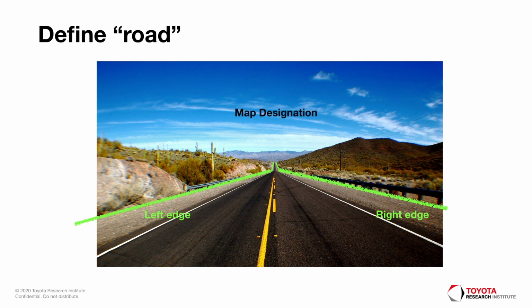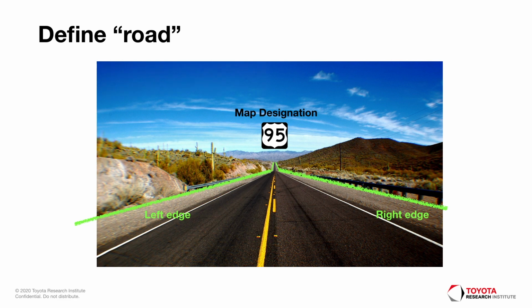systematically, on a map. So we would expect that if we're driving on some road, that it should have at least one map designation, such as Route 95. So there we have it, an initial road definition. A road has two roughly parallel and longitudinal left and right boundaries and a map designation.